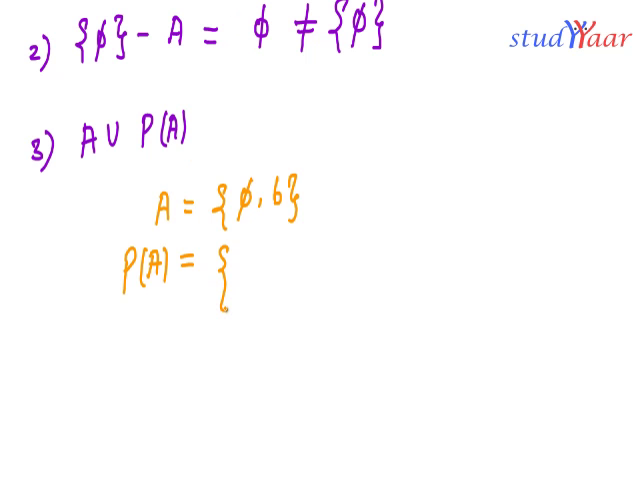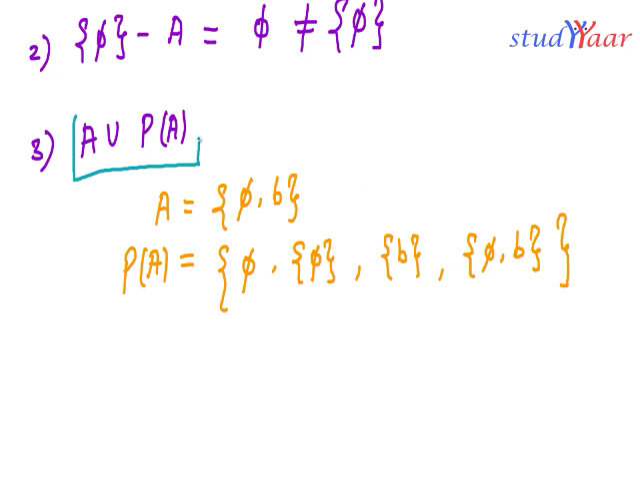The power set of A is going to have a null element, then a set containing the empty set, then a set containing B, and finally a set containing A itself. So this is my power set of A. Now what do I want? I want the union of A and the power set of A.